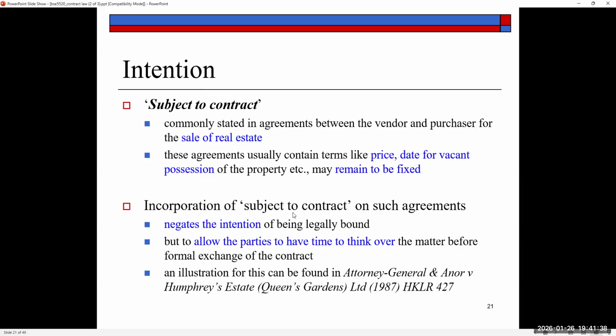So incorporation of this phrase, subject to contract, on such agreements negates the intention. That means no intention of being legally bound yet, but it allows the parties to have time to think over. Nowadays, when you are going to buy a flat, there's a cooling off period, right? It allows time for the parties to think over it because that is a big transaction, a big sum of money. As illustrated in this case, Attorney General case, 1987.